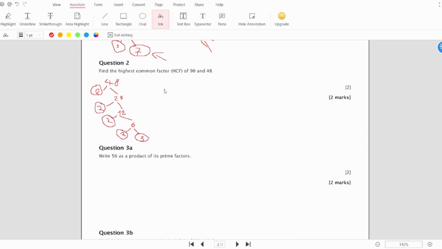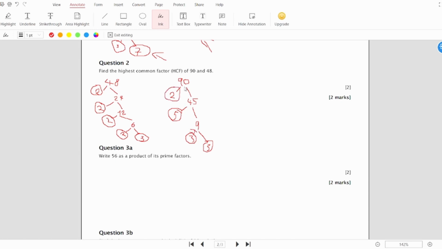Now what's the next number? 90. You can do it in any order. I just started with 48, it doesn't matter. Now 90. As you can see, I didn't go lowest here. I could have used 3 here, because the digits add up to 9. But 5 is easier to divide by, for me at least. It might not be for you, but it doesn't matter because you're still going to get the same answers.